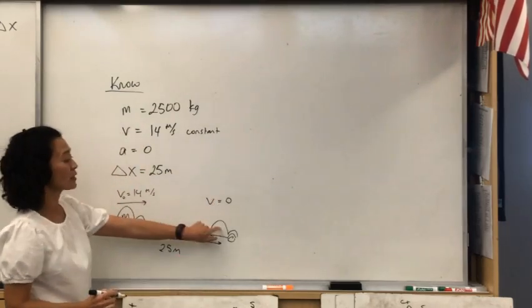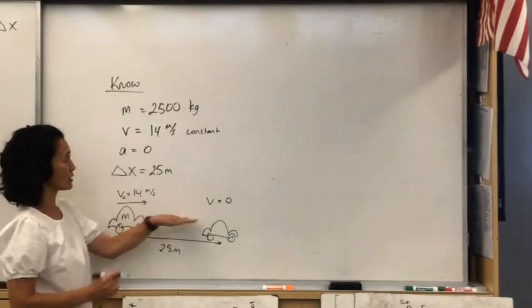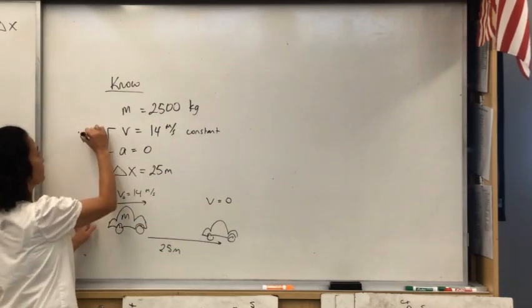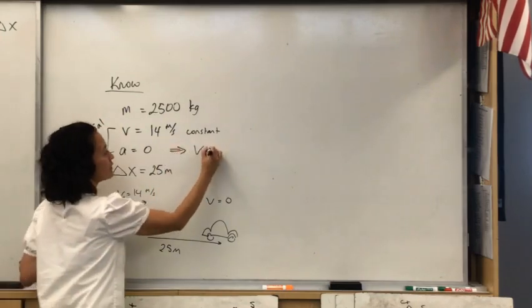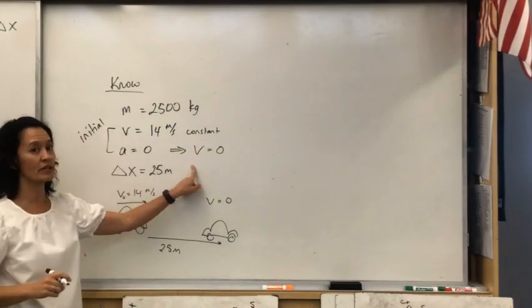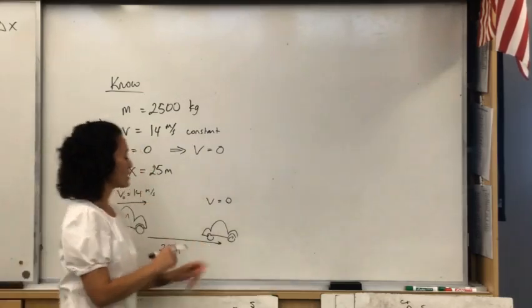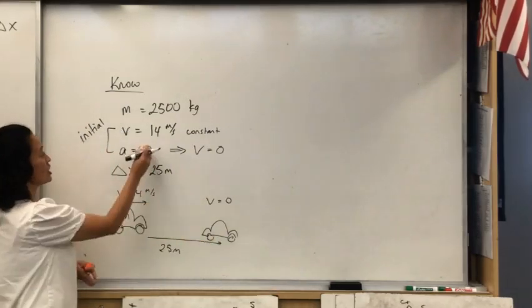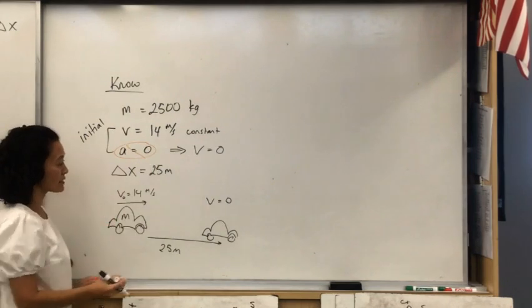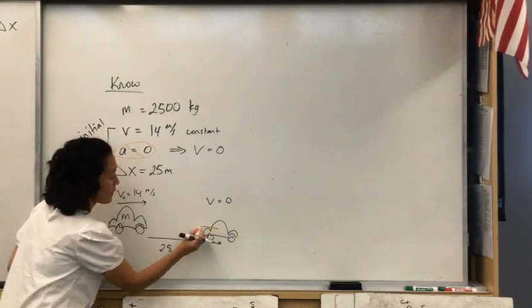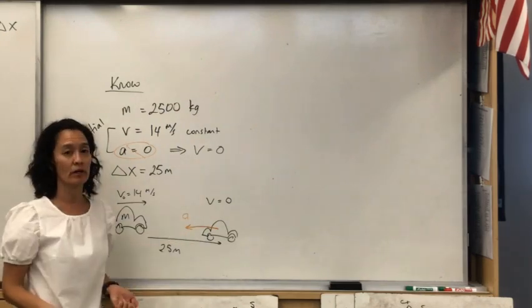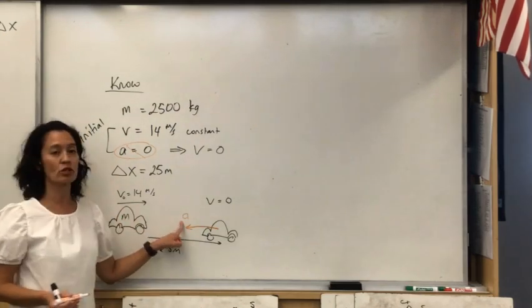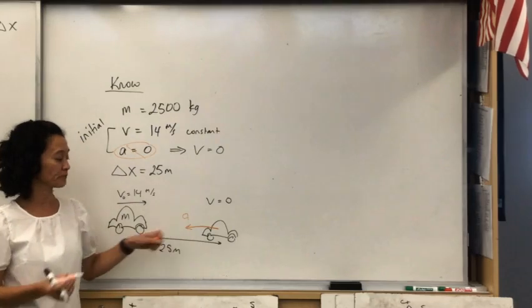So on this leg of the trip, this is my initial, then I become a v value of zero. So I definitely have an acceleration. In this journey, this changes, and now I have an acceleration. In fact, I have an acceleration that's going that direction, because I'm slowing down. Whenever velocity and acceleration are in opposite directions, we're slowing down.